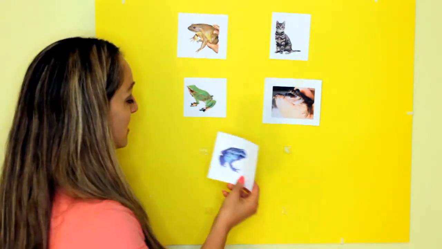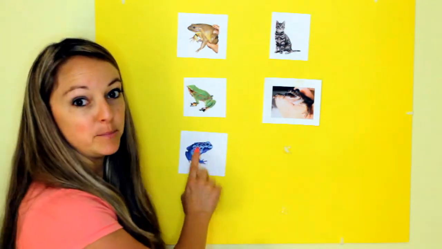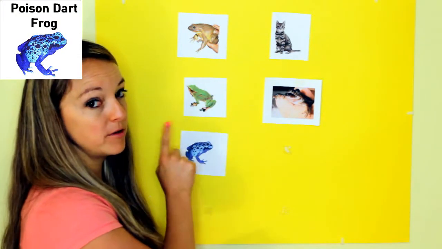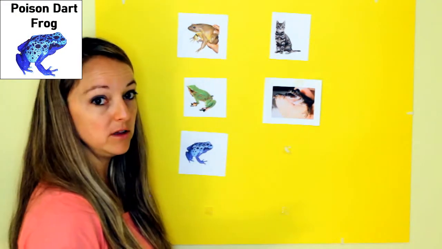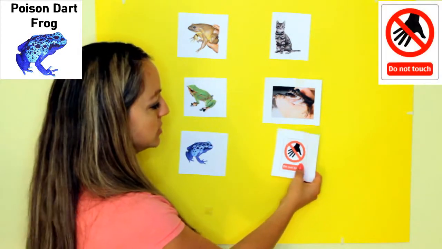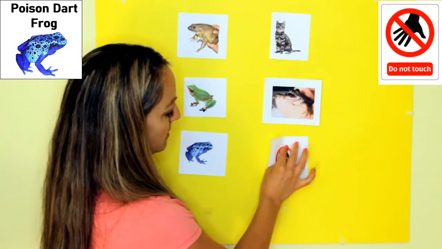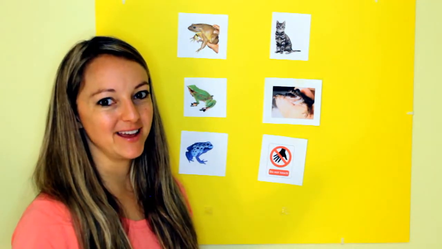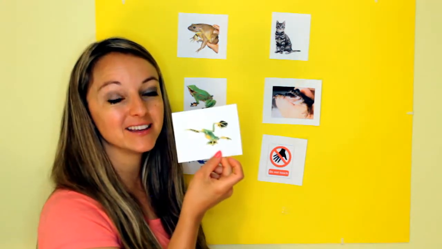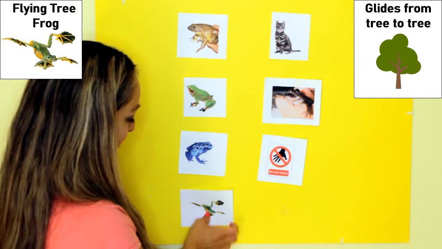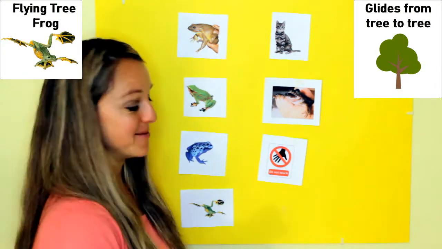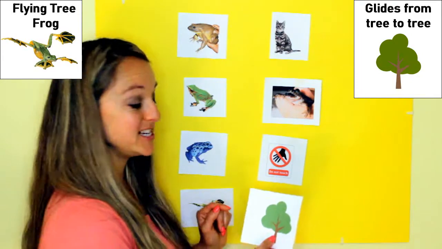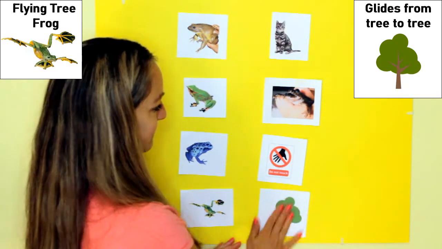The next one I have a picture of is the poison dart frog. Although they're colorful and cool to look at, we don't touch those. The last one that I thought was really neat is the flying tree frog. His name kind of gives him away. He can glide from tree to tree. Frogs are so interesting. How can they do that?